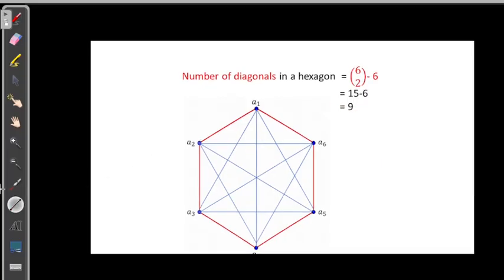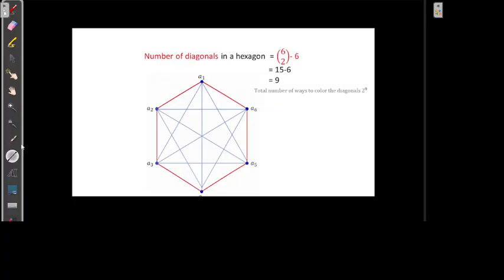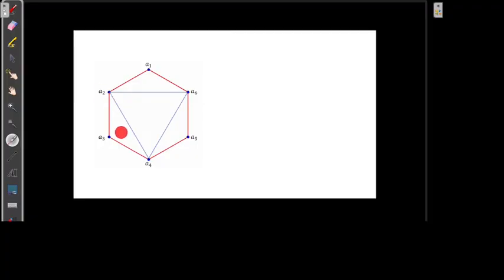So we are going to use a technique called complementary counting, which means that we first find the total number of cases, and then we subtract those cases which are not in the solution. Considering the triangles A1, A3, A5 and A2, A4, A6, these are triangles which violate our condition. We need triangles which have at least one red side. We subtract these cases from the total number of cases. That's how we arrive at the answer.